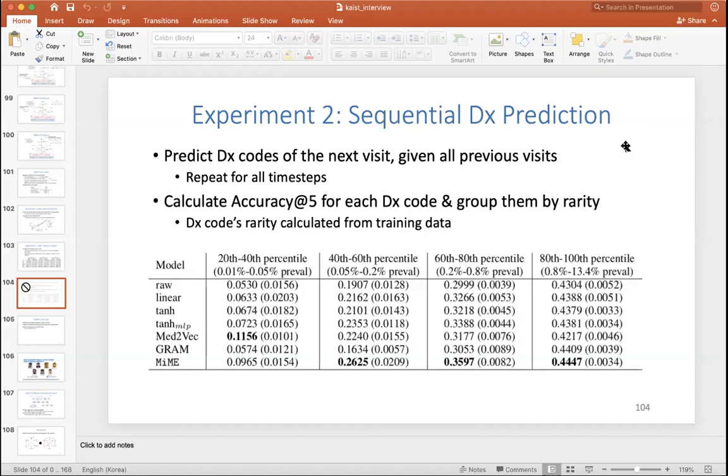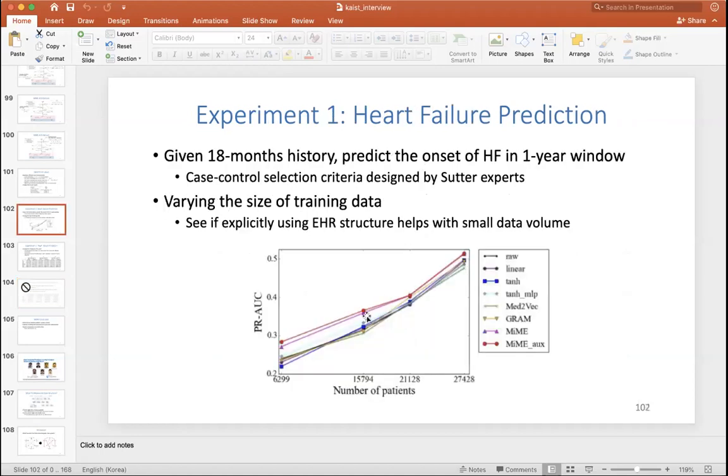So that is what sequential diagnosis prediction is doing, repeatedly predicting the set of diagnosis codes. And as I said, regularization technique is good for small data volume. Small data volume can be seen by explicitly removing part of the training data set.